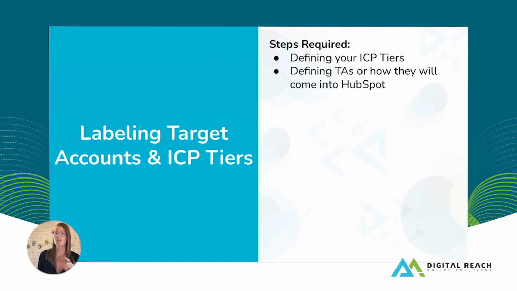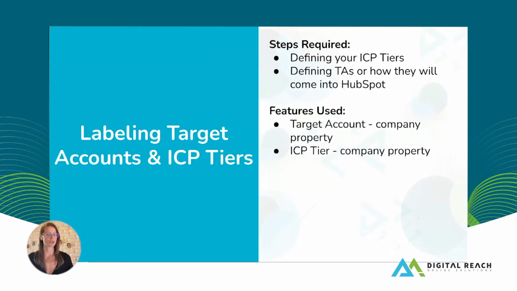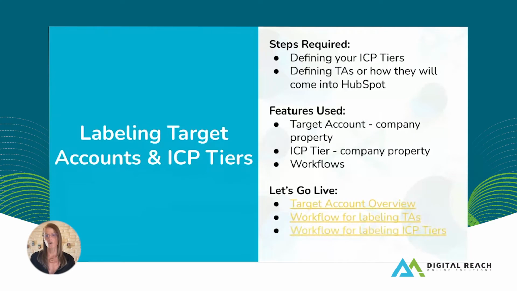So the features we're going to use here: the target account company property, the ICP tier, which is also a company property, and workflows. So now let's go ahead and go live. We have a couple of different steps we're going to go through with this one. First things first, let's take a look at the target account overview.